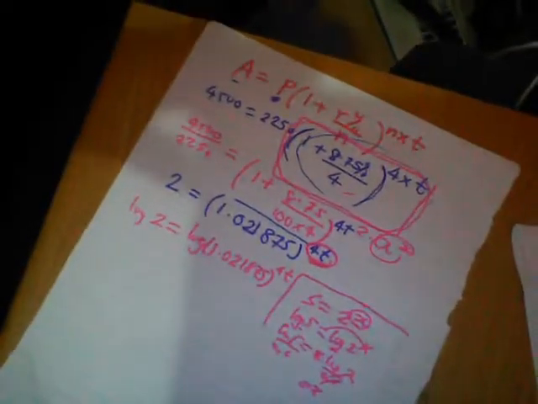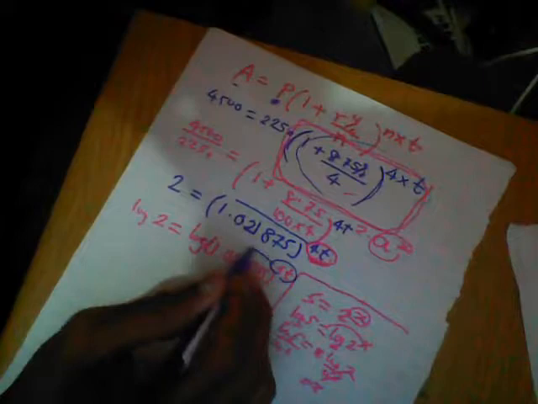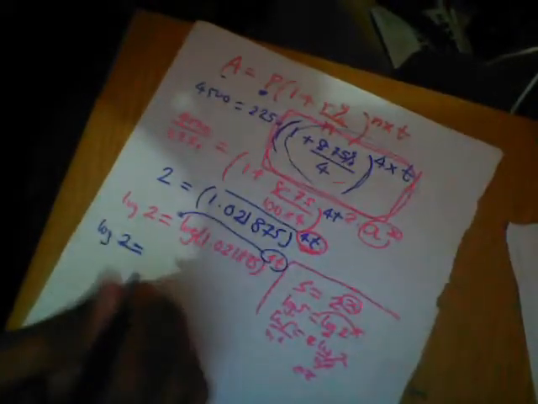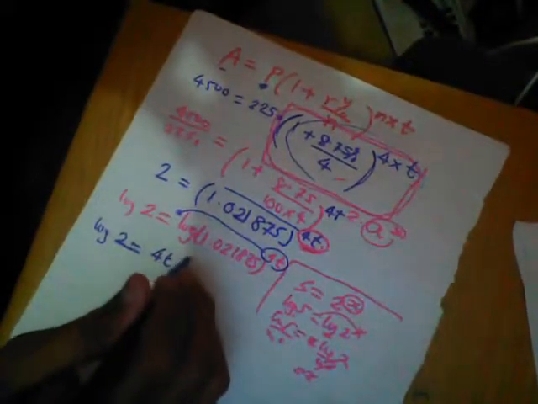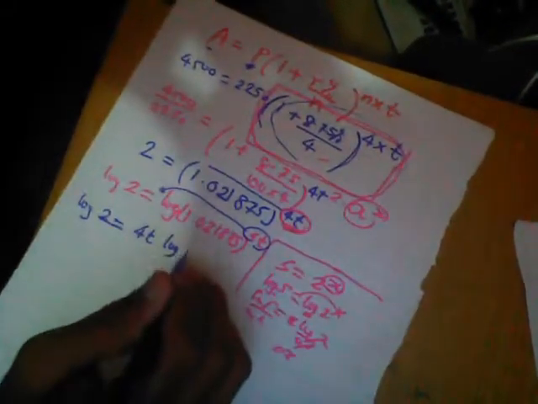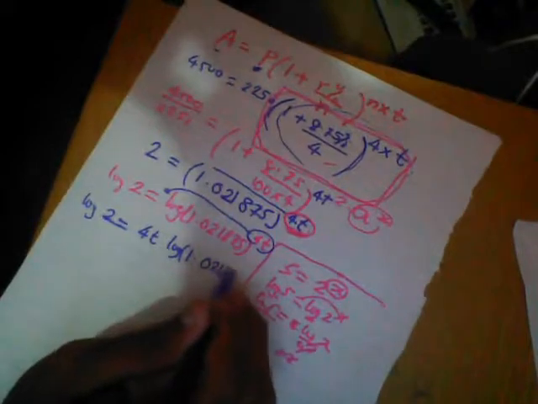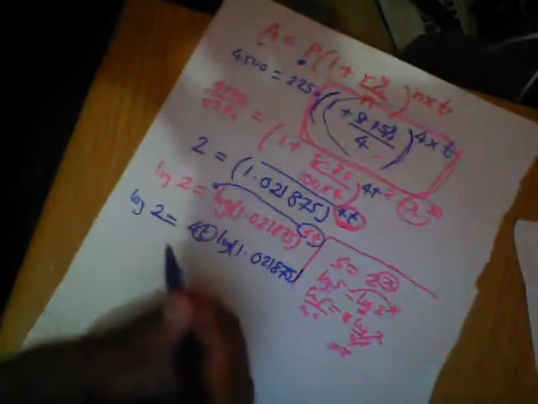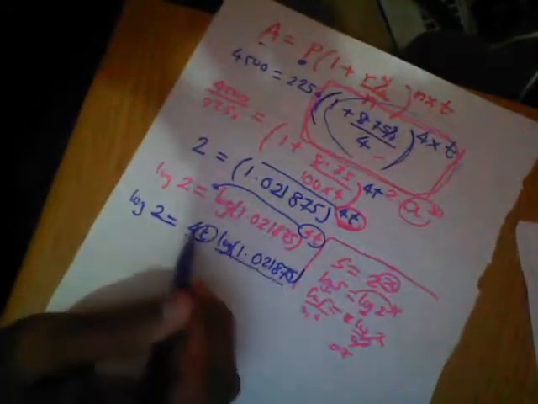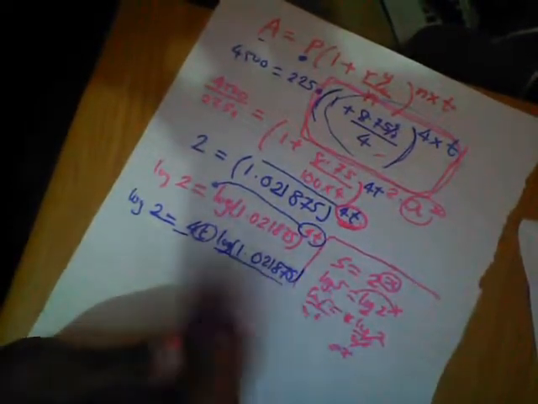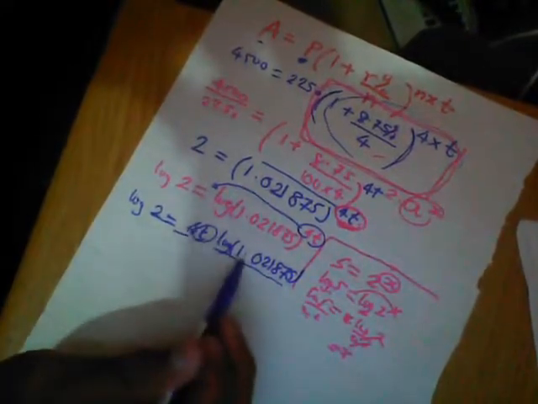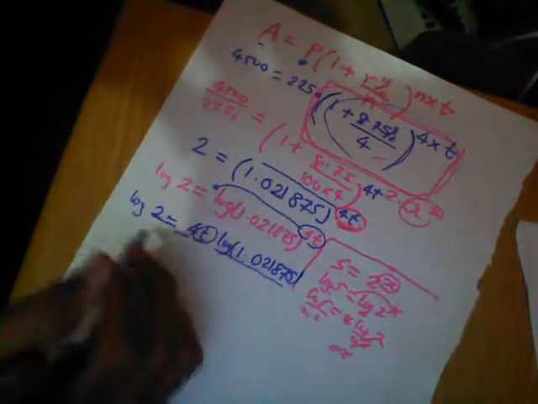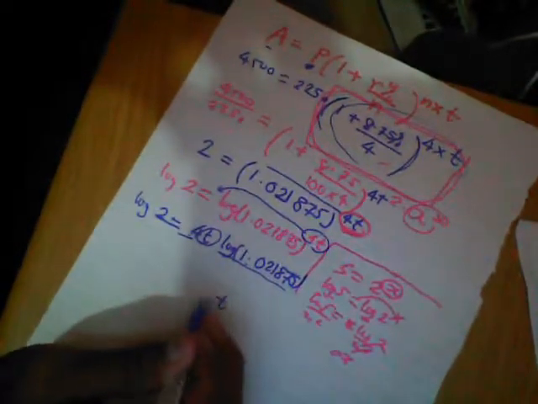Take the power to the back. So take this power to behind the log all the time. Whenever you have the power, take it behind the log. So I have log 2 equal to, what is the power? 4t, and then you still have our log of 1.02187.5. So what do you want? You want to get T. If you want to get T, I don't need this, I don't need this. So to get time, you have to divide throughout by 4 log of that number. So I'm going to be left only with T.